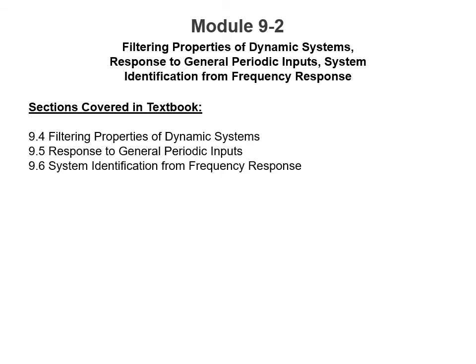As we go on to the second section, module 9.2, we'll look at filtering responses of dynamic systems, response to general periodic inputs, and system identification from frequency response. And relating to our textbook, this is 9.4, 9.5, and 9.6. 9.4, looking at the filtering properties of dynamic systems. 9.5 covers the response to general periodic inputs. And 9.6 is system identification from frequency response.